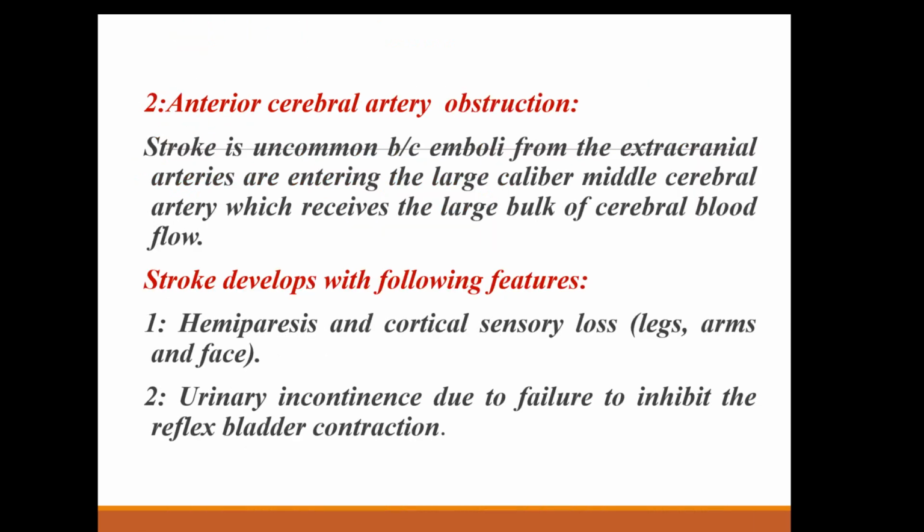Anterior cerebral obstruction. Stroke is uncommon because the anastomoses from extracranial arteries are entering the large caliber middle cerebral artery, which receives the large bulk of cerebral blood flow. The stroke develops with the following features. There is hemiparesis and cortical sensory loss in the legs, arms, and face. There is urinary incontinence due to failure to inhibit the reflex bladder contraction.